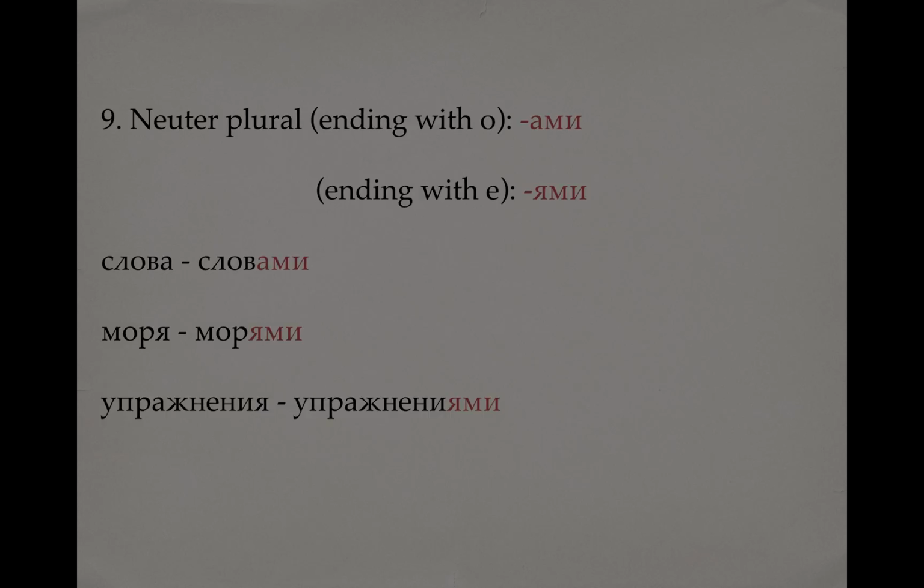Слова. It means words. The singular form is слово, ending with o. So what should its ending be? Ami, right? So how do we change it? We remove the ending o, and we add ami. So we've got словами. Слова, словами.